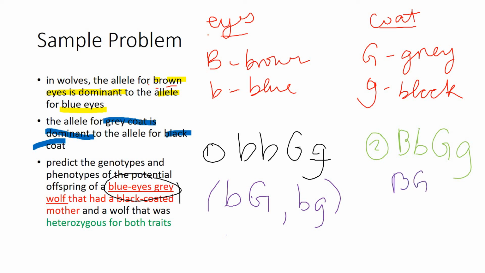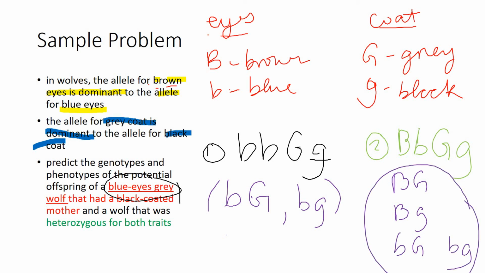has 4. And I made another mistake here. It should be BG. Okay, so these are the gametes for wolf number 2, and these are the gametes for wolf number 1. So if I put them into our Punnett square, I can actually do a 2 by 4 Punnett square. You could do a 4 by 4 and repeat these gametes if you want, but the results are going to be the same.